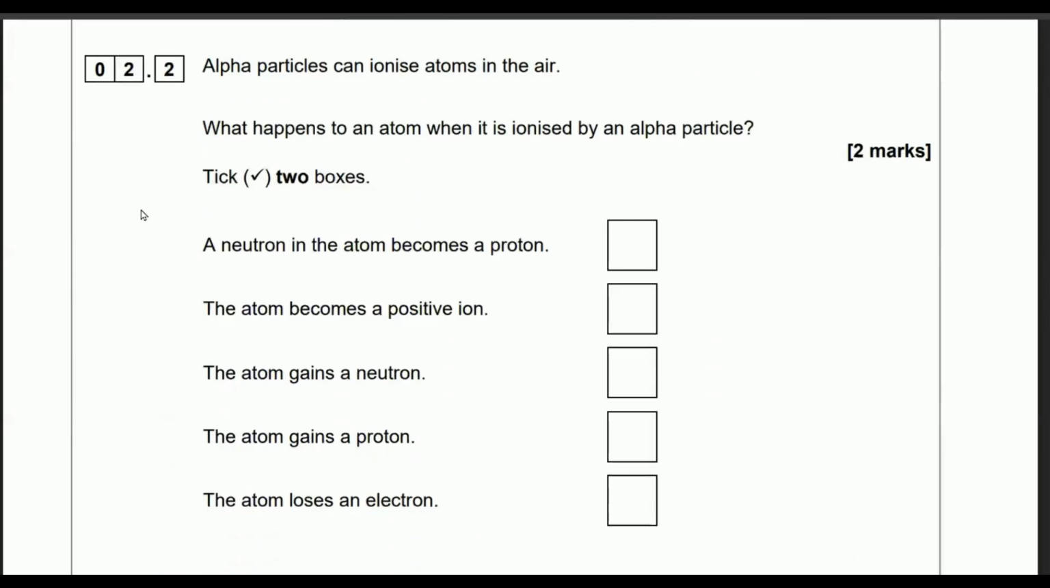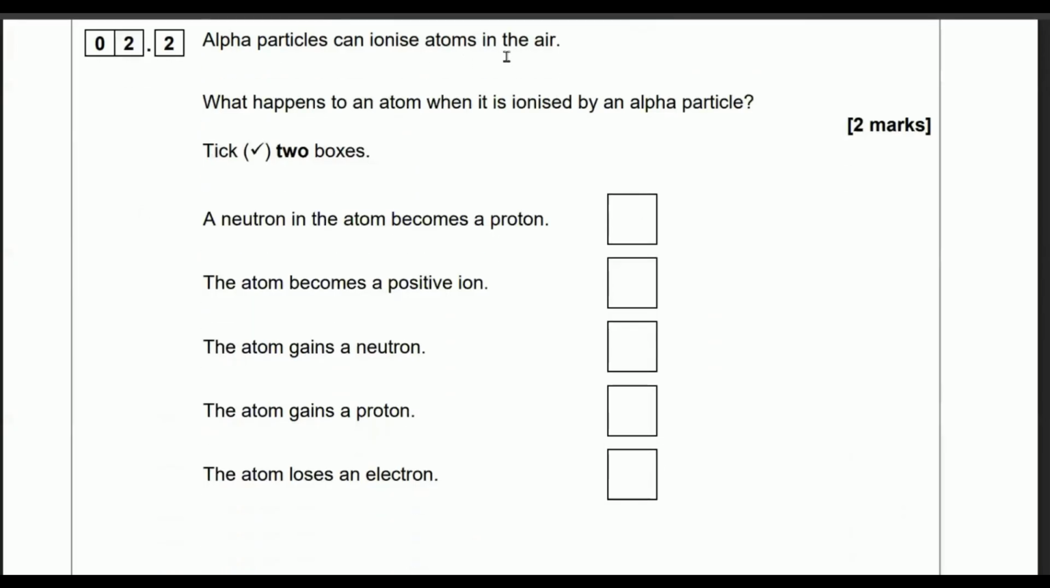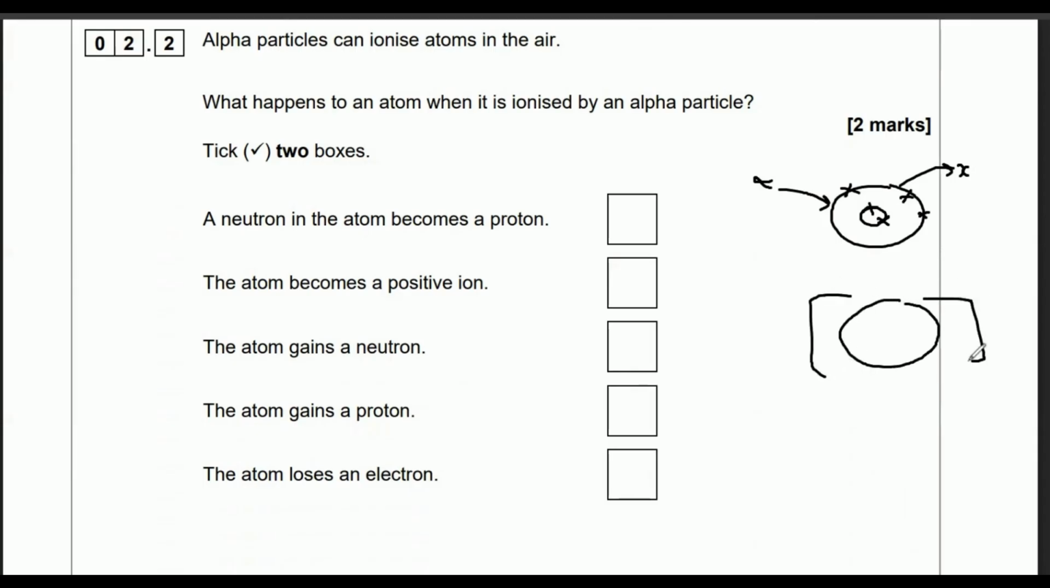2.2. Alpha particles can ionize atoms in the air. What happens to an atom when it is ionized by an alpha particle? So essentially, what they're saying is an alpha particle can smash into an atom. Okay. And here's my incredible drawing of an atom. These weird little squiggles are electrons. My alpha particle bashes into the atom. What's going to happen? One of these electrons is going to get knocked off, and hence it's going to become an ion, and it's going to become a positive ion.